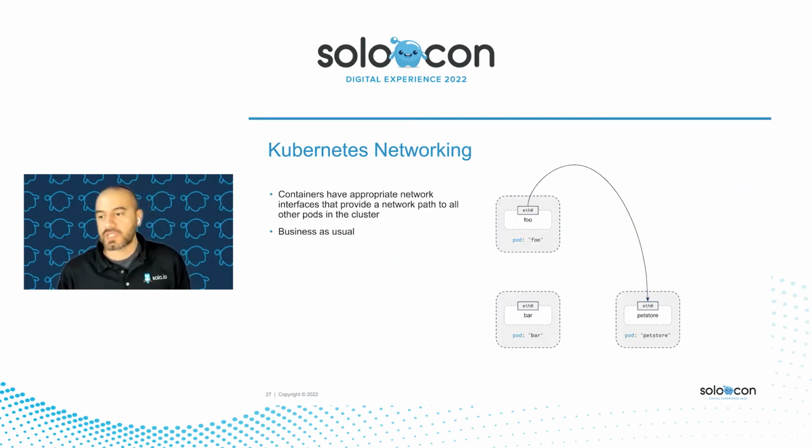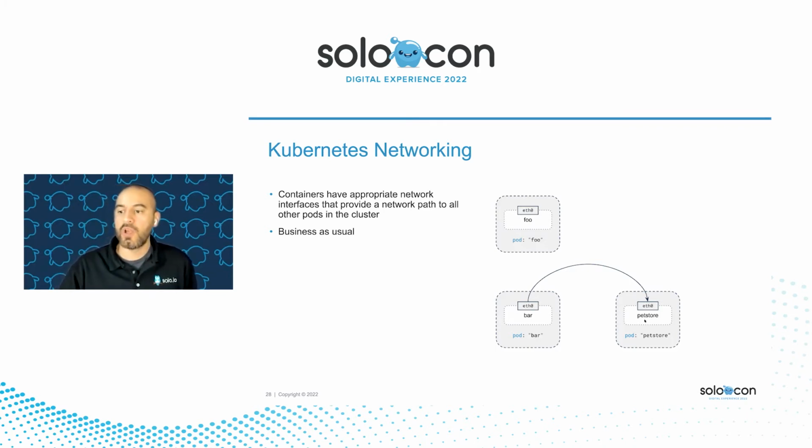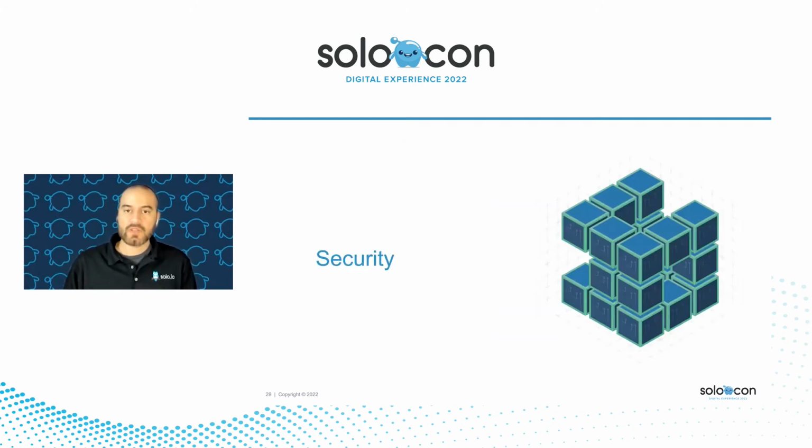So this is kind of a zoomed out view. Basically, let's say we have 3 pods: a pet store, a foo, and a bar pod. The foo and the bar pod can talk to pet store, and they're going out their own network interface. And on the pet store side, the server side, it's going to the pet store application, and it's going through the network interface on the pet store side. So with that as a basis, let's talk about security.